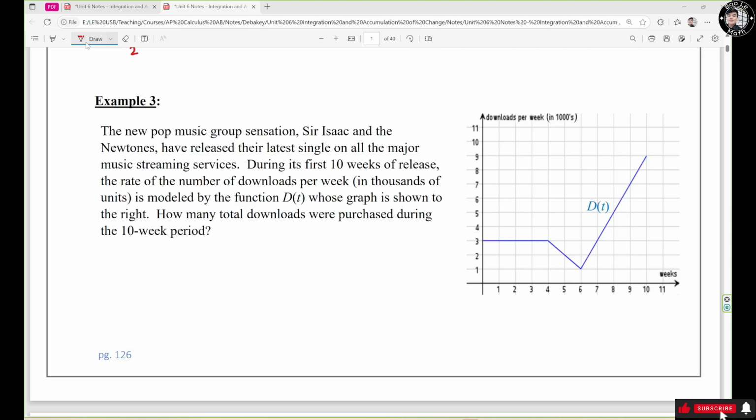Now let's move on to example number 3. The new pop music group sensation, Sir Isaac and the Newtons, have released their latest single on all the major music streaming services. During its first 10 weeks of release, the rate of the number of downloads per week, in thousands of units, is modeled by the function d of t, whose graph is shown to the right. How many total downloads were purchased during the 10-week period?